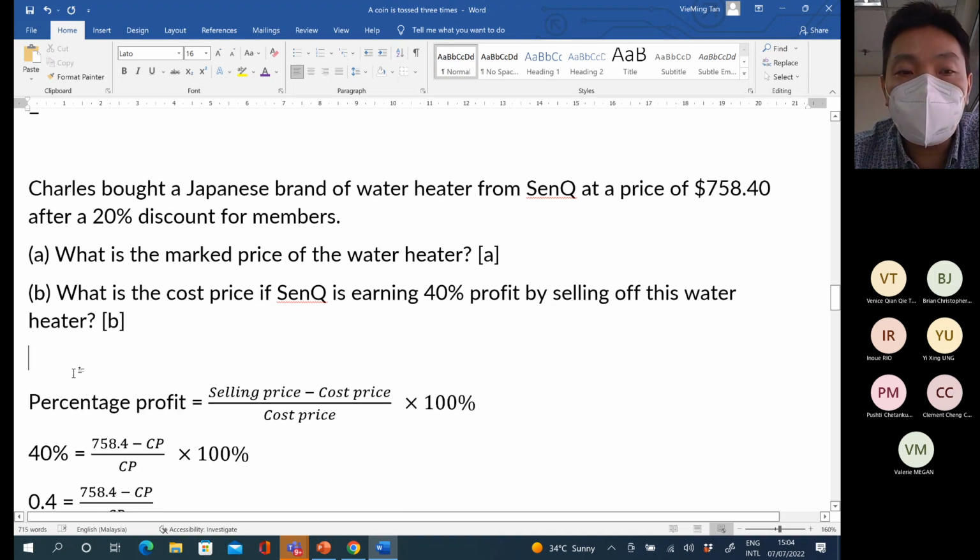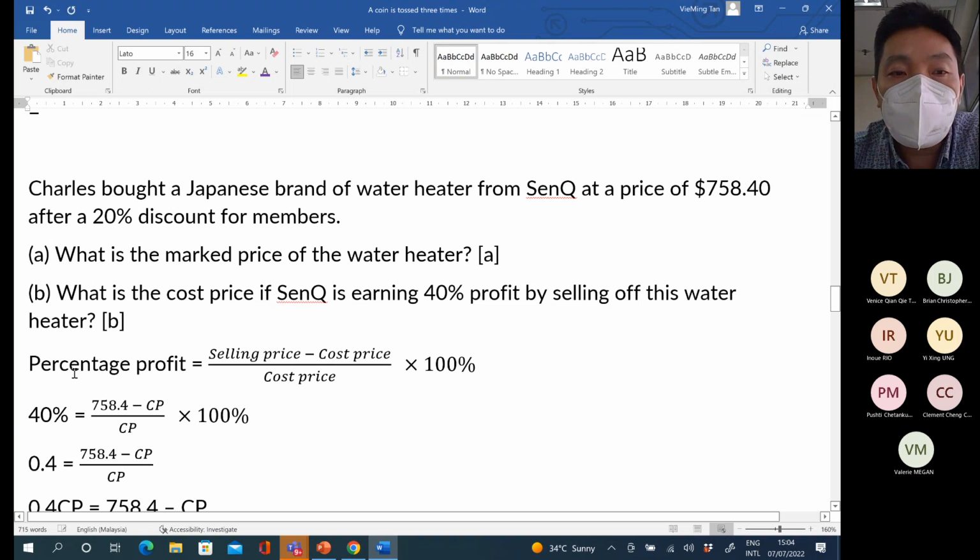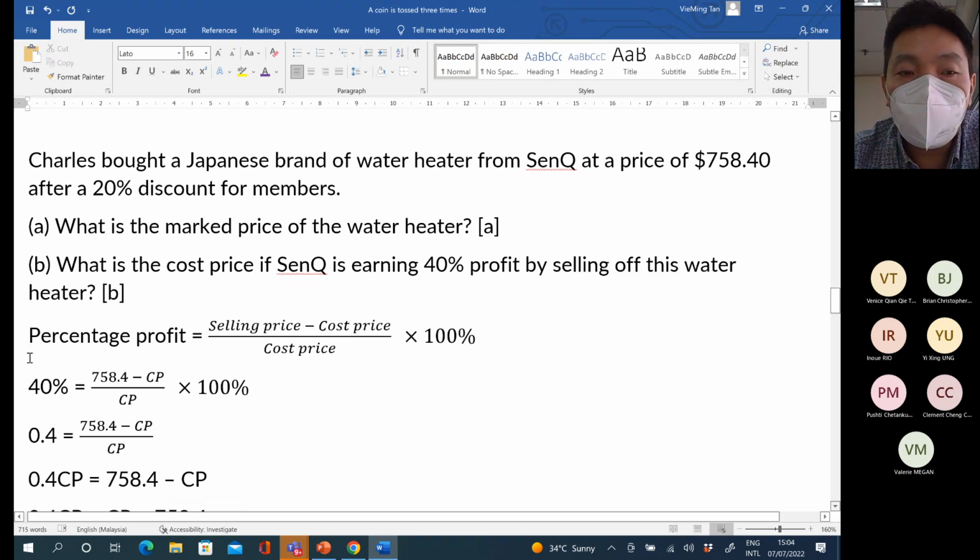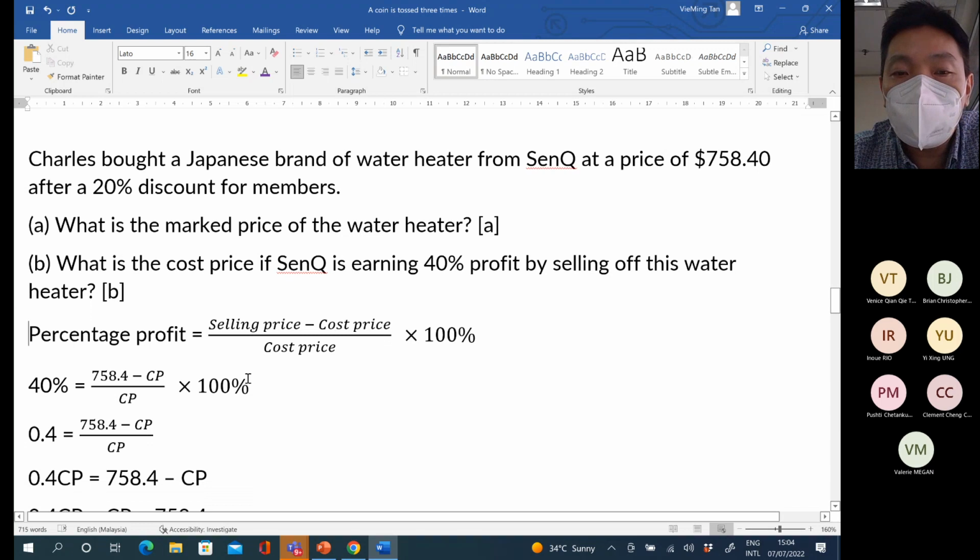This formula, right? Okay, so let us try to substitute the number into each variable. Percentage profit is given 40%, so put here. Selling price is from here, put here, minus CP divided by CP multiplied 100%. Okay, so 40% we know that is equal to 0.4. 100% means 1. Anything multiplied with 100%, you'll get the same thing back.